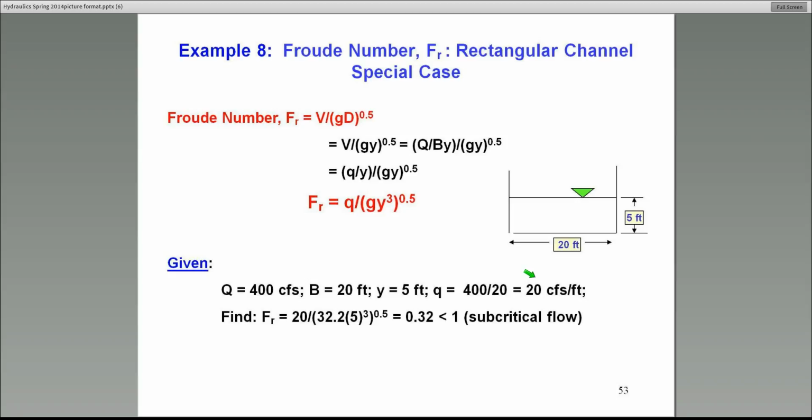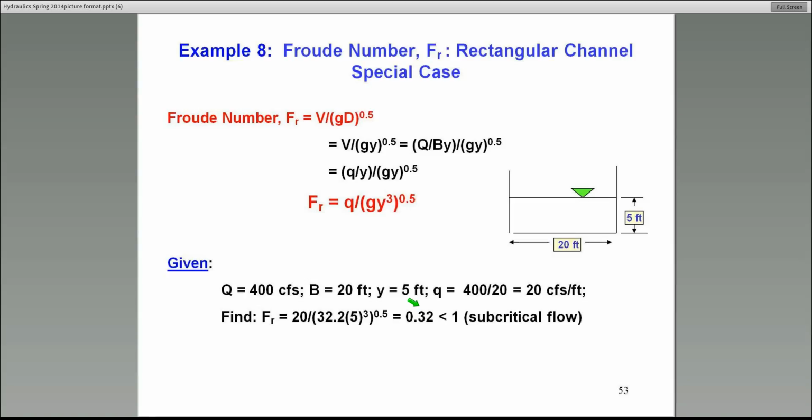And the Froude number, remember, is given right here. Discharge per unit width q, which is 20, divided by G, 32.2, times y, which is 5 feet, cubed. Don't forget to take the square root of that, and the ratio comes out to be 0.32. Any Froude number less than 1 is subcritical flow. If it's equal to 1, it's critical flow. Anything greater than 1 is supercritical flow.